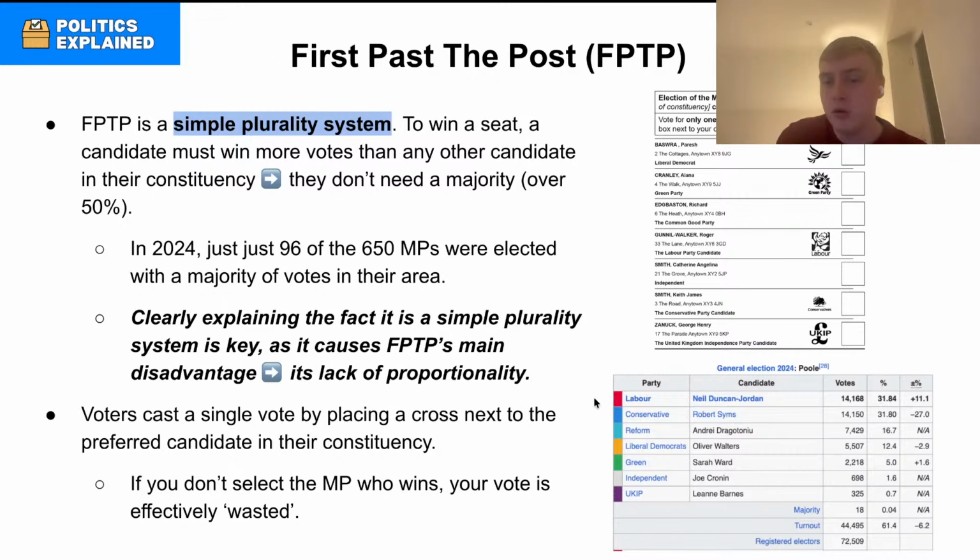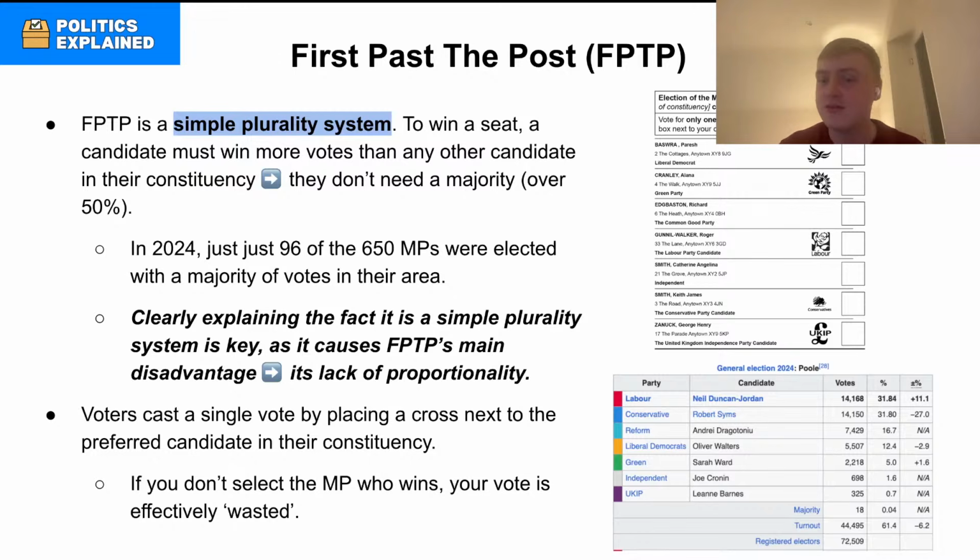Just to give you an example of what I mean when it's a simple plurality system, in Poole in 2024 in the general election, the Labour candidate won, but they only had 31.84% of the vote. Just behind them was the Conservative candidate who won 31.8% of the vote. But those extra, it was 18 votes effectively, those extra 18 votes meant that Labour won the whole seat.